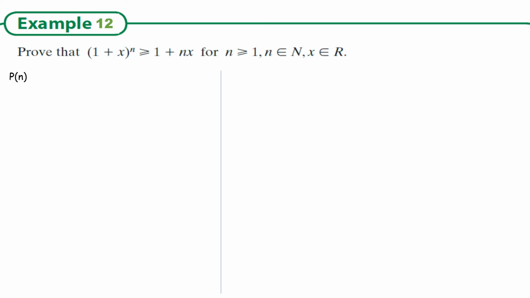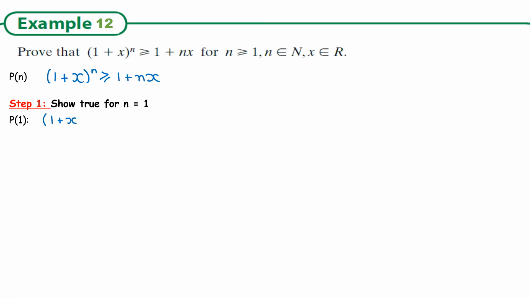First thing we're going to do is state our proposition: (1 plus x) to the power of n is greater than or equal to 1 plus nx. Then step 1, show true for n equals 1. We're going to do substitution here. (1 plus x) to the power of 1, is that greater than or equal to 1 plus 1 times x? That is 1 plus x is greater than or equal to 1 plus x. It is equal to, so that's good, therefore P1 is true.